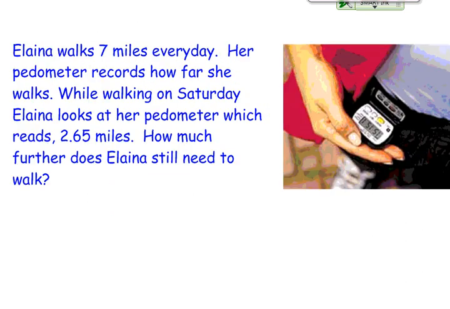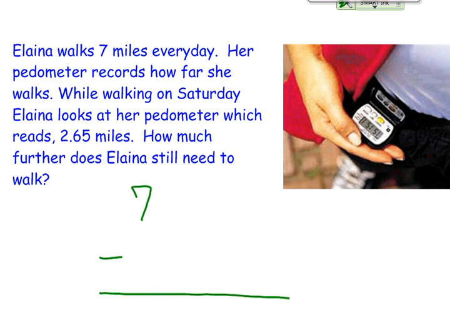Elena walks 7 miles every day. Her pedometer records how far she walks. While walking on Saturday, Elena looks down at her pedometer, which reads 2.65 miles. How much further does Elena still need to walk? All right, so I start with my idea. I have 7, right? And I'm going to do 2.65 miles, right? I've already walked that much. She's already walked that much, not me. And so we're going to subtract that amount.